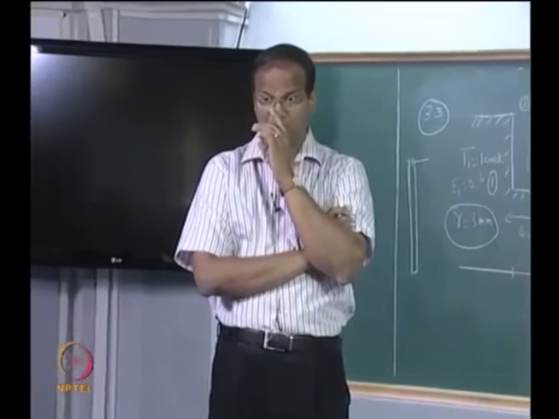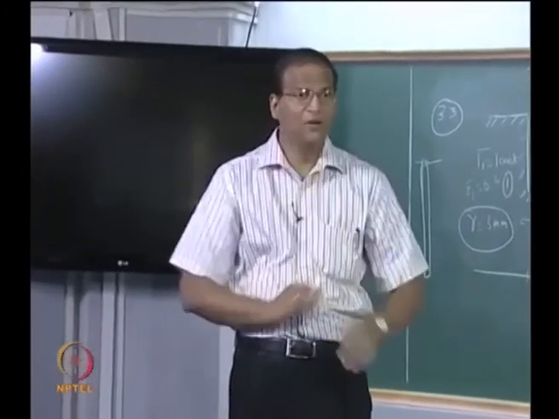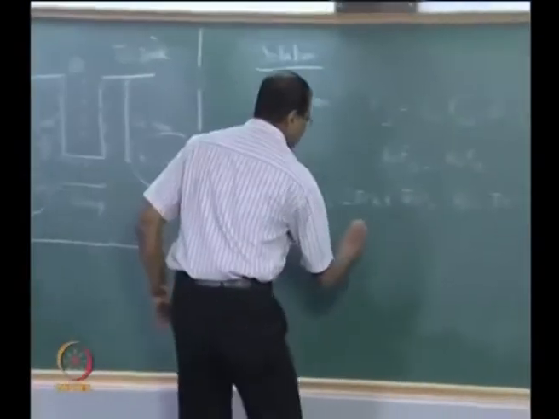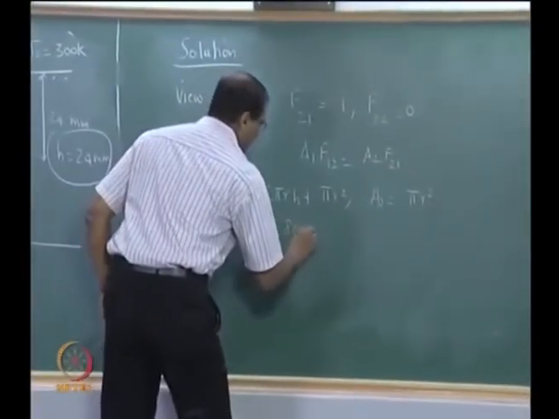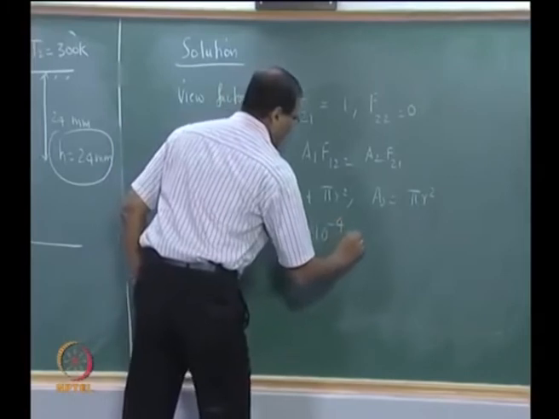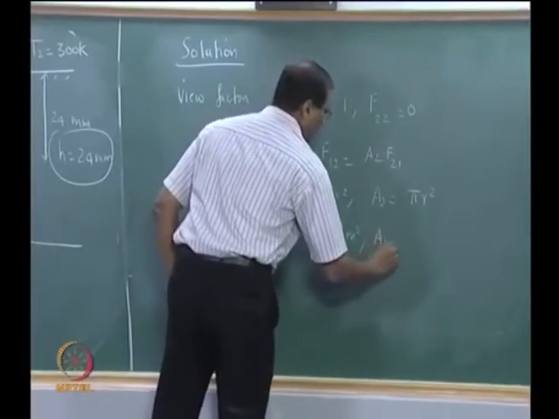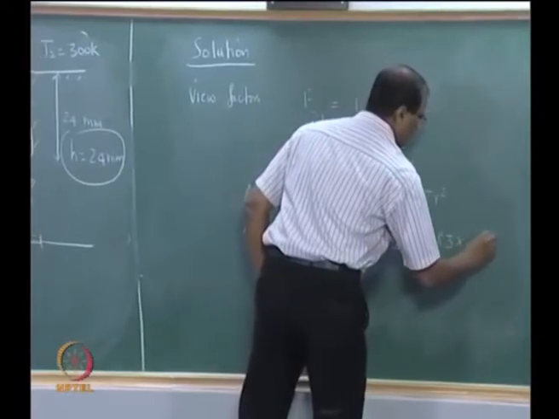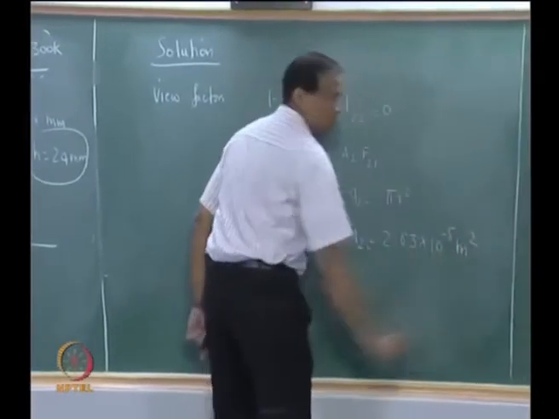Four 4.8 into 10 to the power of 4.8 into 10 to the minus 4. Okay. Correct.